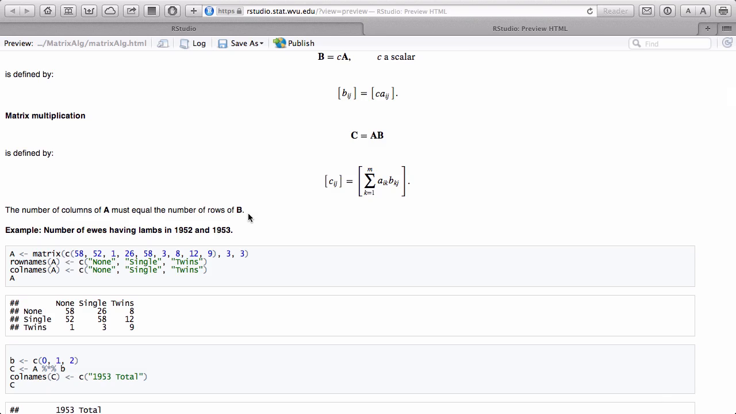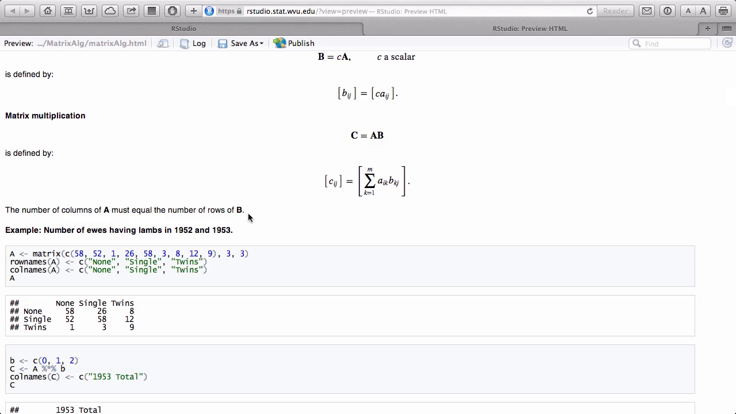If I take the first row times the second column, I get the 1, 2 element of that new matrix. If I take the first row times the third, I get the 1, 3. If I take the second row times the first column, I get the 2, 1 element, and so forth. Is everyone clear on that?